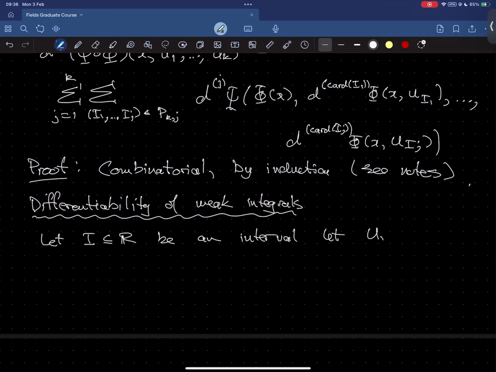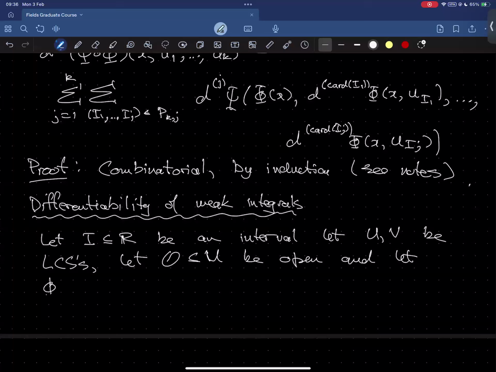Let U, V be LCSs. Let O in U be open, and let phi be a function of O and I. The idea is we're going to integrate out I, and we're going to ask that it be differentiable with respect to O. So phi maps O cross I into V.